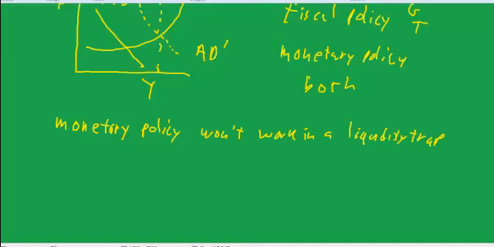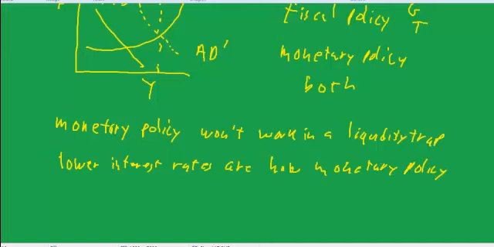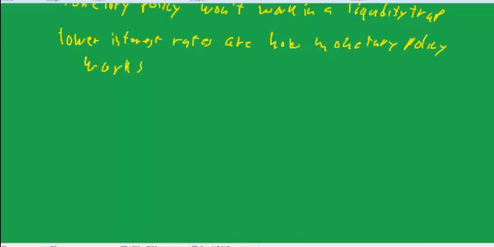Okay, so here's one version of this unicorn, this liquidity trap. It starts with the notion that lower interest rates are how monetary policy works. So I can even put a diagram up to show that.